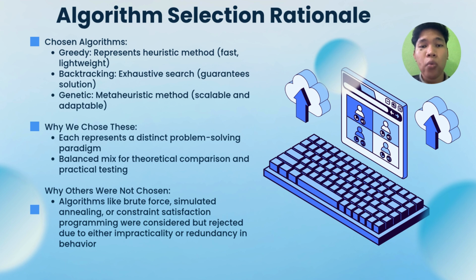So greedy, which is a heuristic algorithm, makes quick decisions without looking back. And backtracking, which is an exhaustive search algorithm, checks all possible combinations and ensures correctness. And genetic, which is a metaheuristic, uses randomness and adaptation to solve complex problems efficiently.